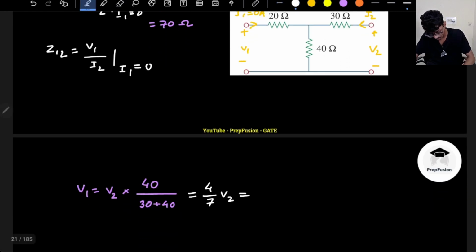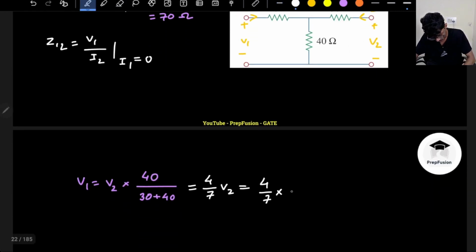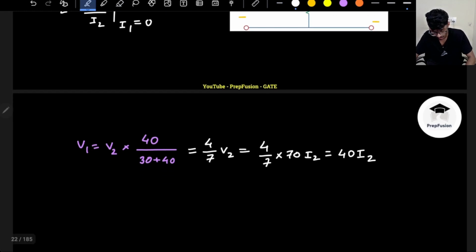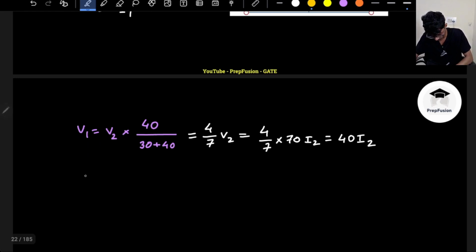V2 is equal to 70 into I2. So I can write here 4 by 7 into 70 I2, so this will be 40 I2. Okay, so this is what my V1 in terms of I2 will be. So V1 by I2 will be equal to 40 ohms. Of course, there is a condition. Condition is I1 is 0. Okay, so these are the individual parameters.